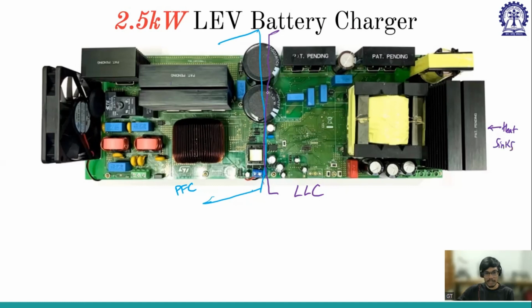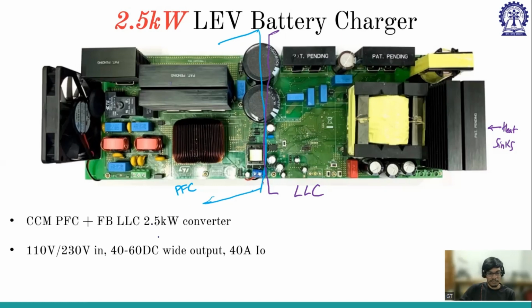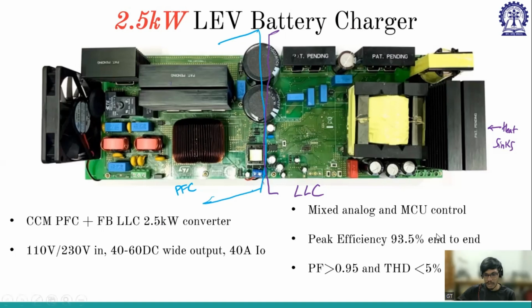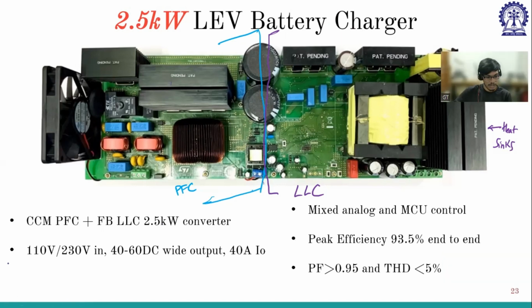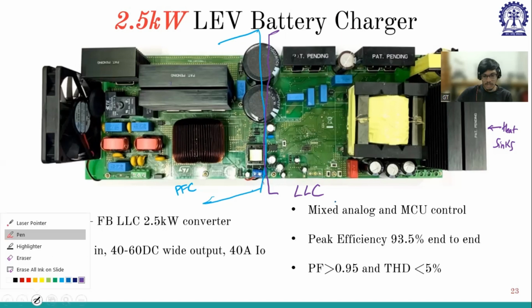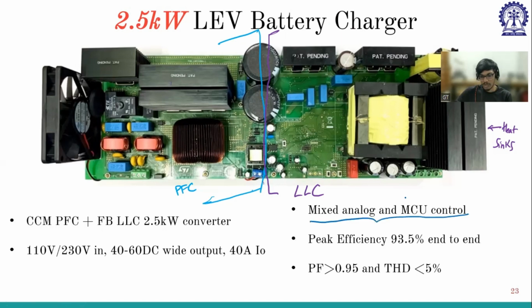And they have designed the capacitors. These are also capacitors, transformer, inductor, and this inductor accordingly. We are not going into the details. So these are the details of this battery charger. They are using mixed analog plus MCU control. This is the microcontroller controlled converter, a product that ST people have made, using an STM microcontroller. The peak efficiency is 93.5%, the power factor is greater than 0.95, and THD is less than 5%.